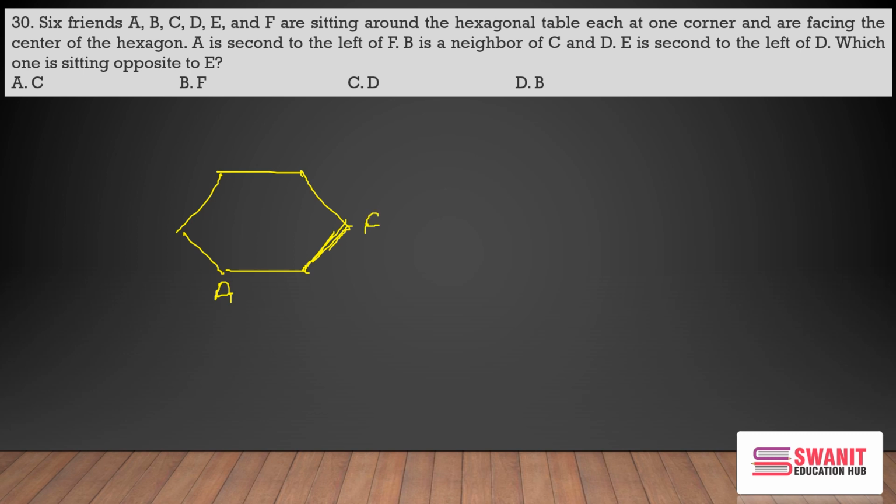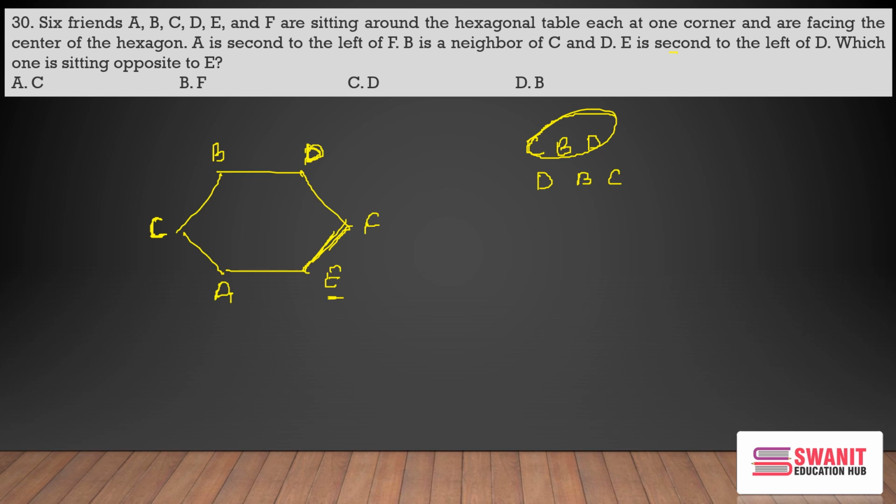B is a neighbor of C and D. That means B should be in between C and D. It can be CBD, it can be DBC. In both ways, these three people should come together, which is only possible if B is here. Now either C can be here or here, and similarly D can be placed at the other position. That means E will definitely come here. The next line says E is second to the left of D, which means D will definitely come over here, and hence C will come here. So I have placed all six people.